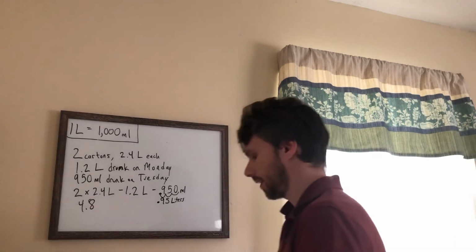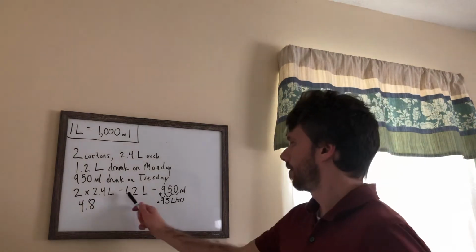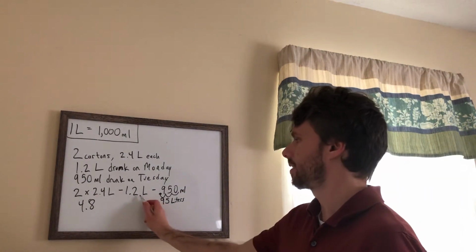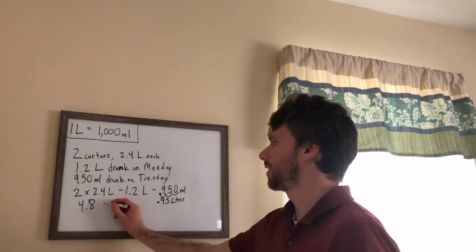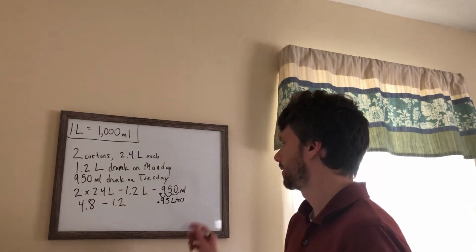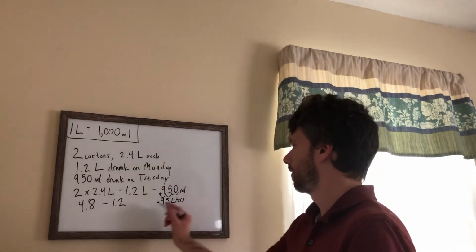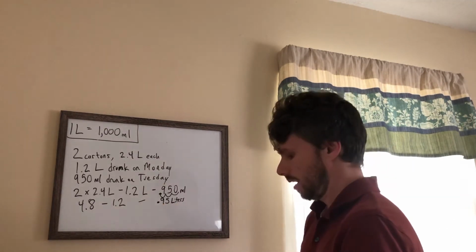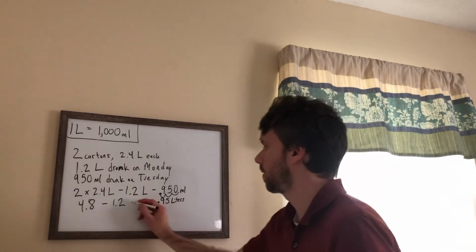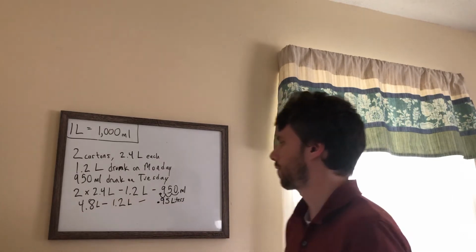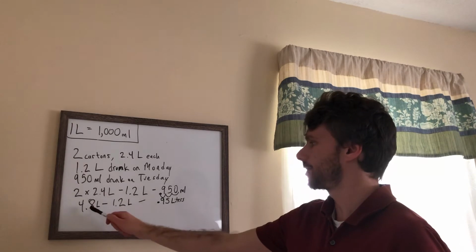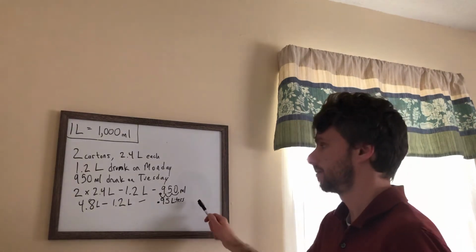4.8, okay? And then finally, we just need to bring down this portion of the equation, which is subtract 1.2, okay? And then subtract this one. All right, so everything is in liters. We'll go ahead and put this in liters there. Everything is in liters, which is good. We have already done our multiplication, so now it's just a straight subtraction, okay?